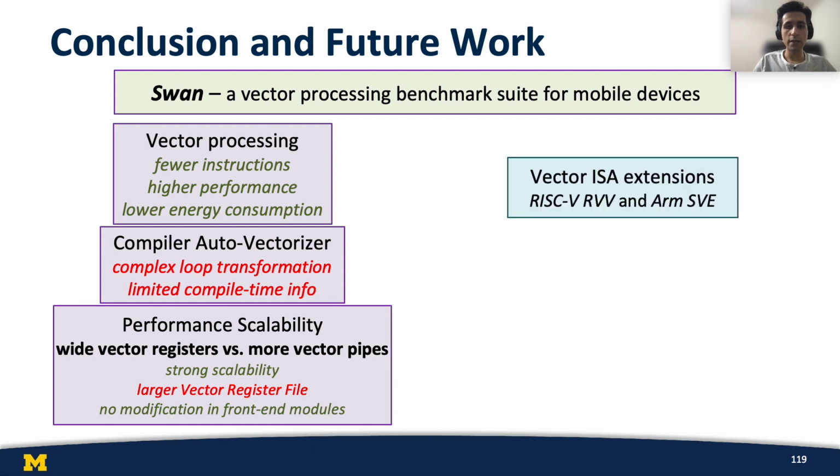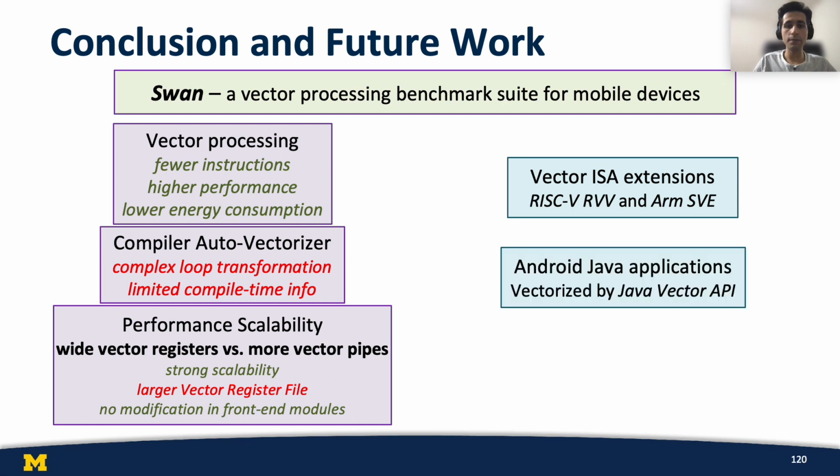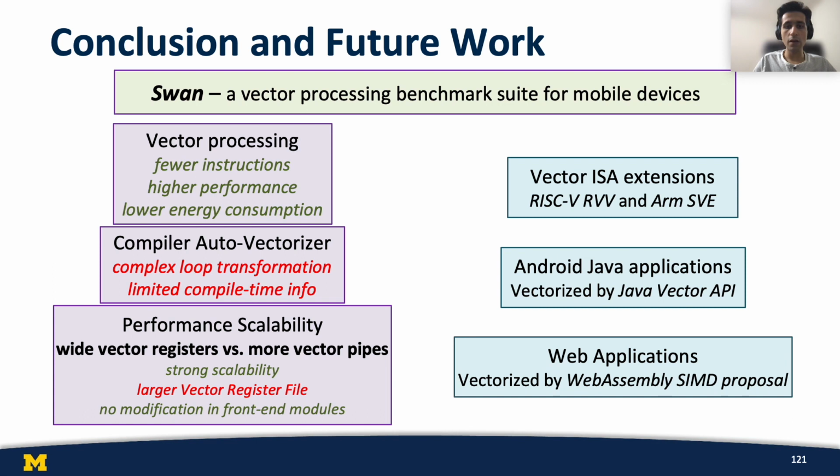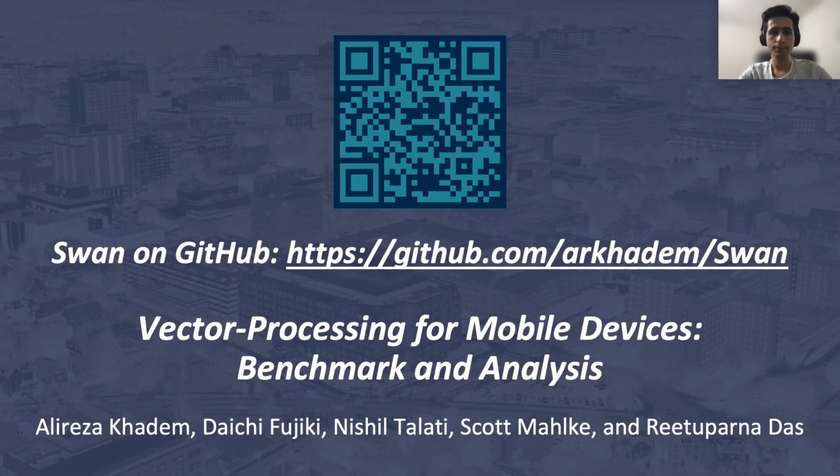We plan to extend the SWAN benchmark suite by adding the RISC-V RVV and ARM-SVE implementation of the current data parallel kernels, benchmarking the Android Java applications such as social media, calendar, email client, and navigation, and evaluating high-performance web applications such as web games.